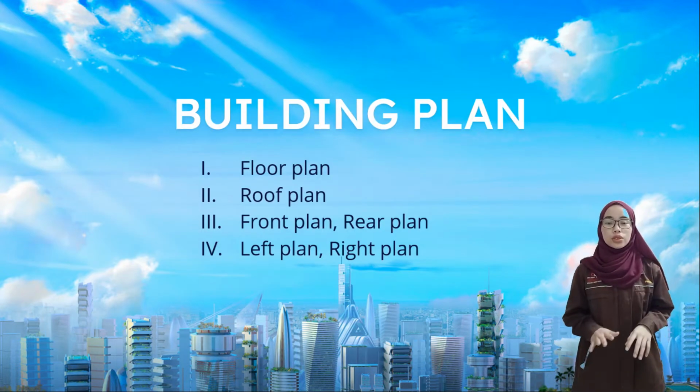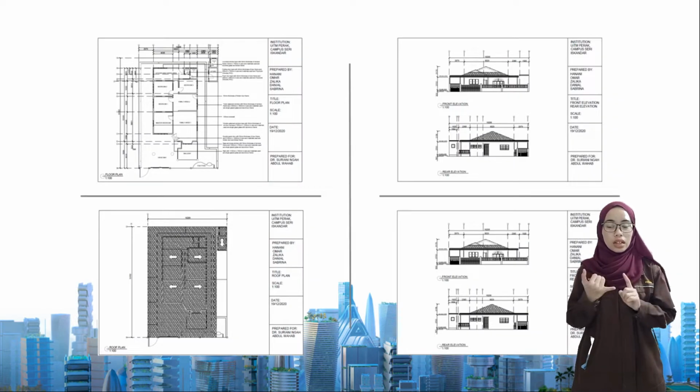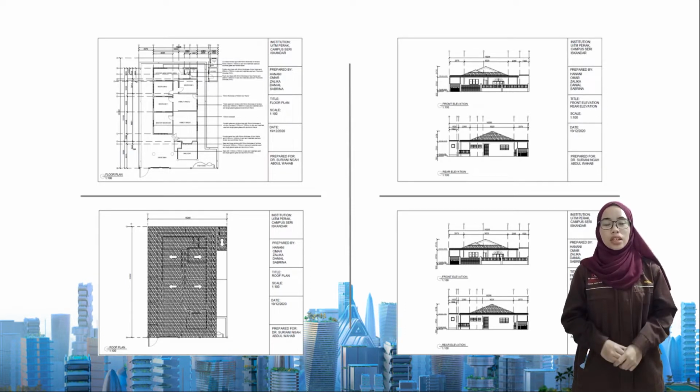So now let's move on to the building plan. There are 13 spaces in this house, including a car space, balcony, 2 living areas, 4 bedrooms, 3 toilets and 1 kitchen. The material used for the roof tiles is concrete, and this house is using brick walls.